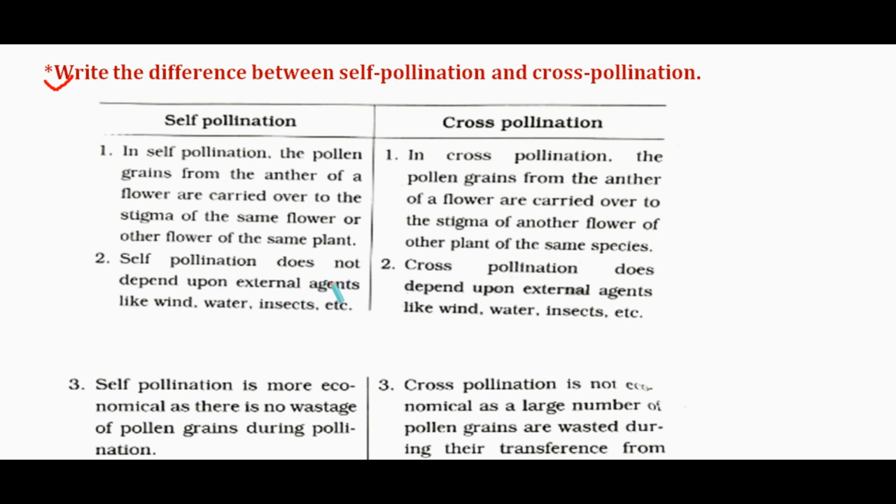Self pollination does not depend upon the external agents like wind, water, and insects. Cross pollination does depend upon external agents like wind, water, insects.